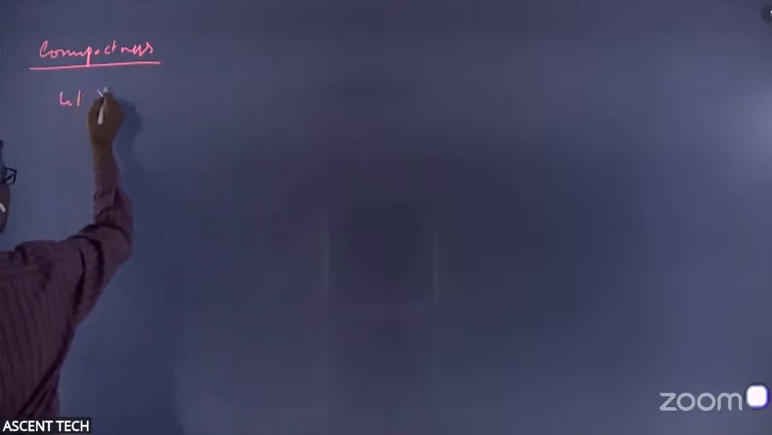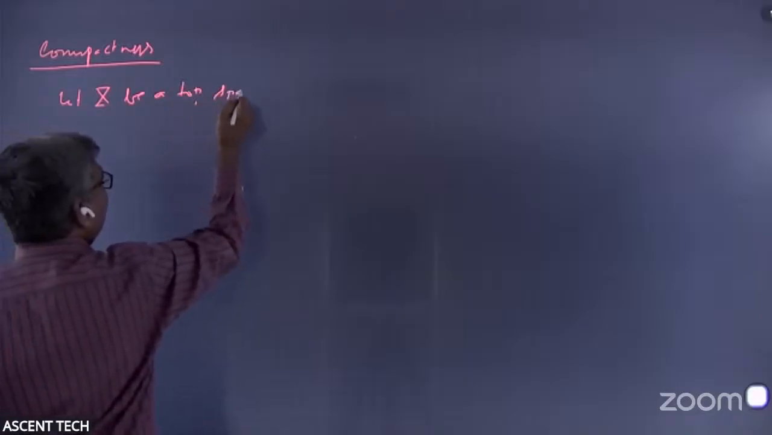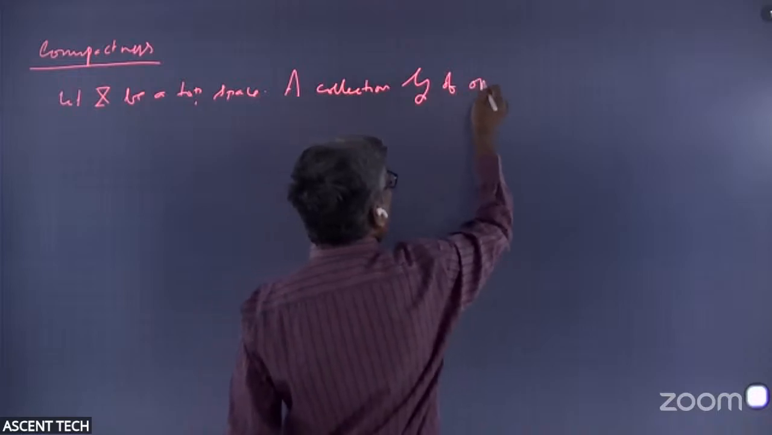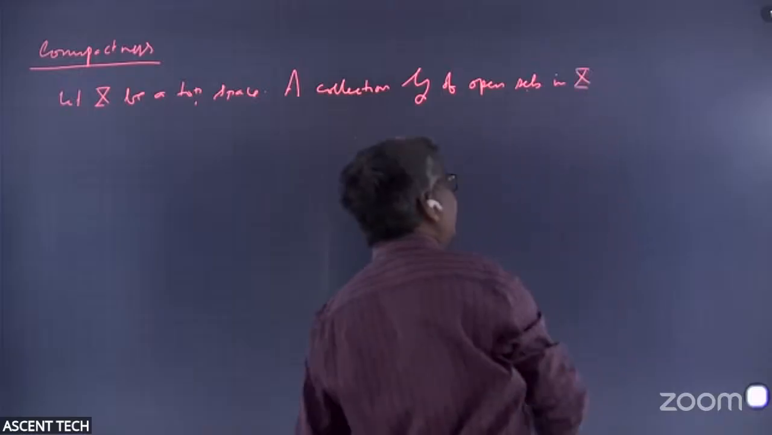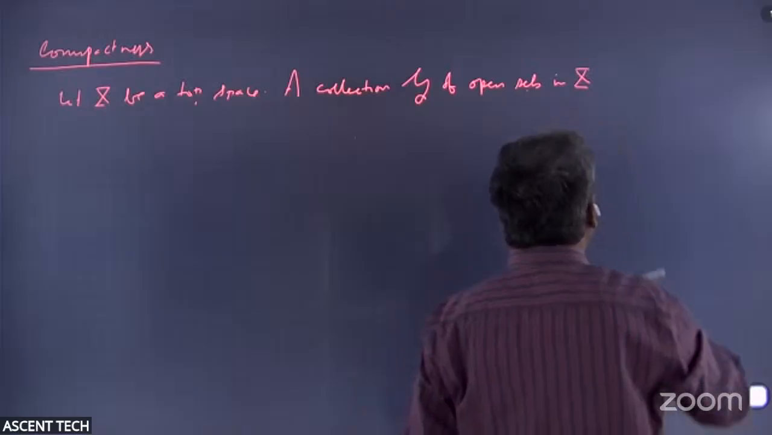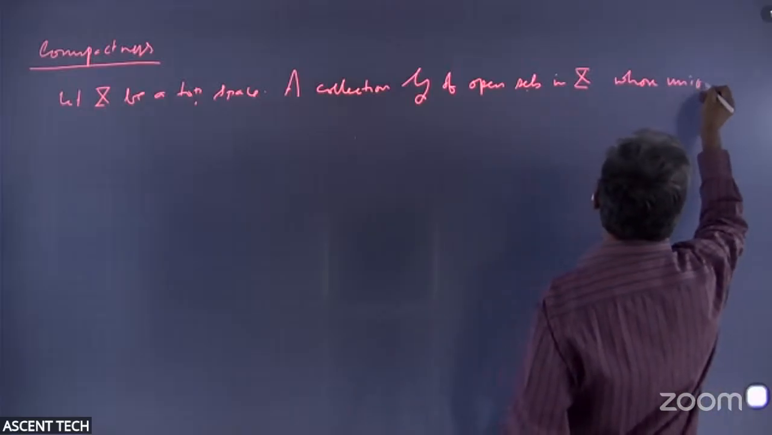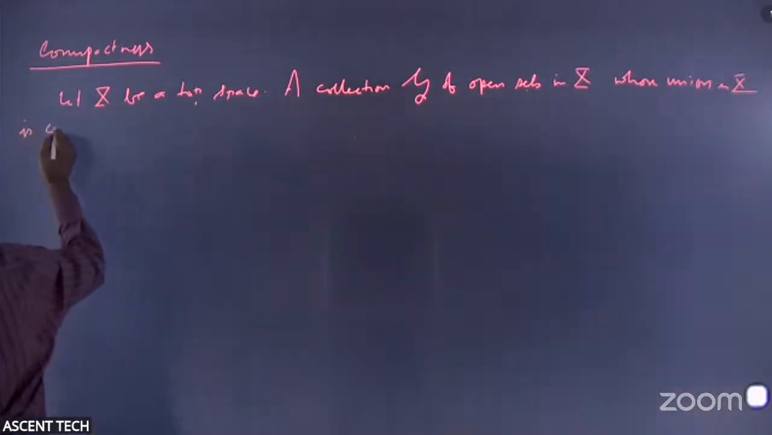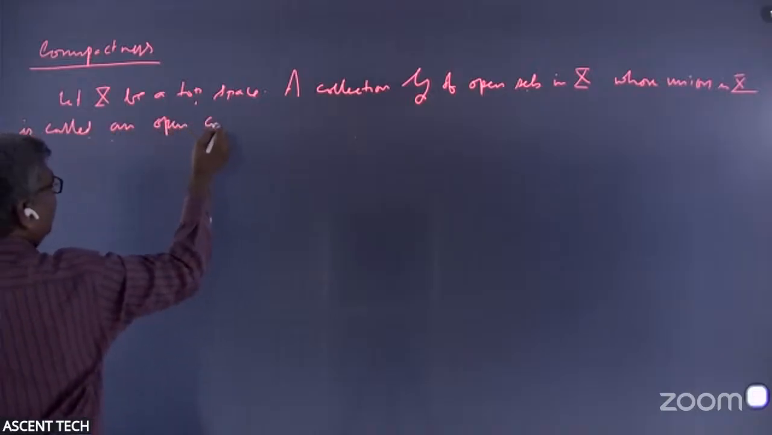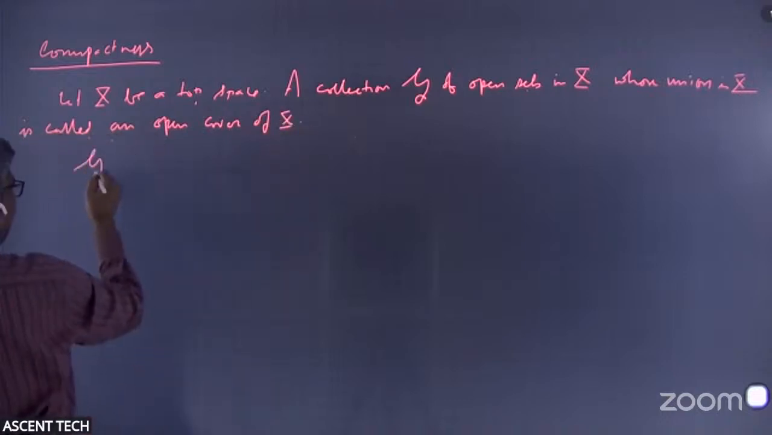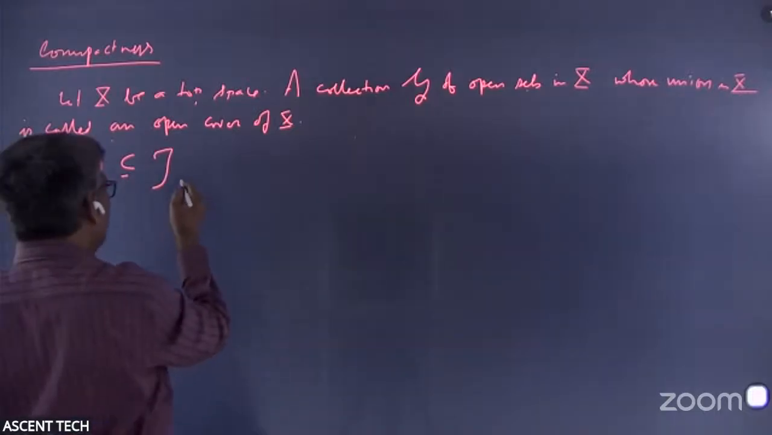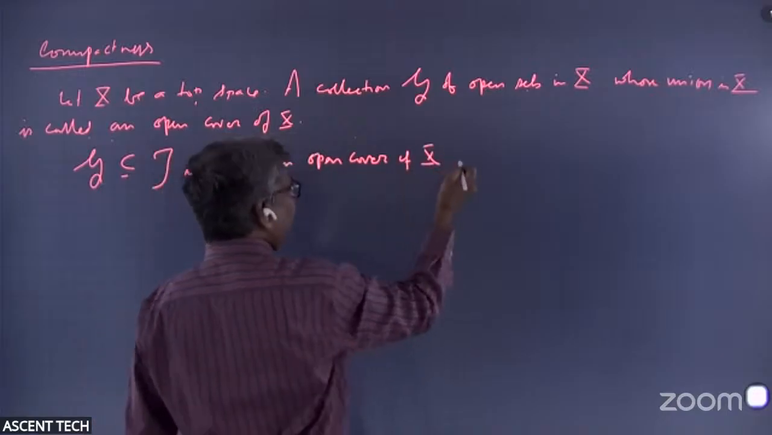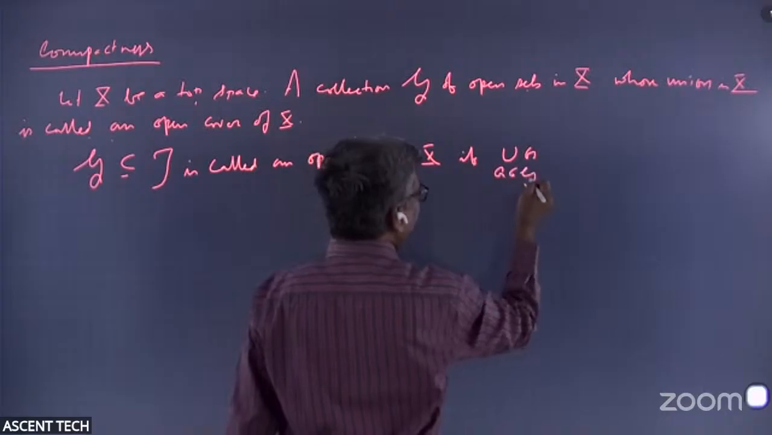Let X be a topological space. A collection G of open sets in X whose union is X is called an open cover of X. So G is a collection of subsets of the topology, and it is called an open cover of X if the union of the sets in G is X.